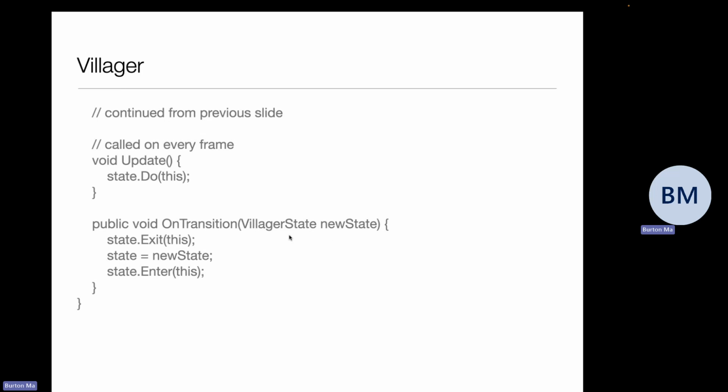So when the chopping wood state needs to switch to go back to the village state, the chopping wood state object calls the villager's on transition method, and passes in the walk back to village state object. Now here, you can simply exit the state, set your state to the new state, and then enter the new state. That saves you from having to ask the state object over and over and over again, is there a transition? Instead, have the states tell the villager that a transition is required.